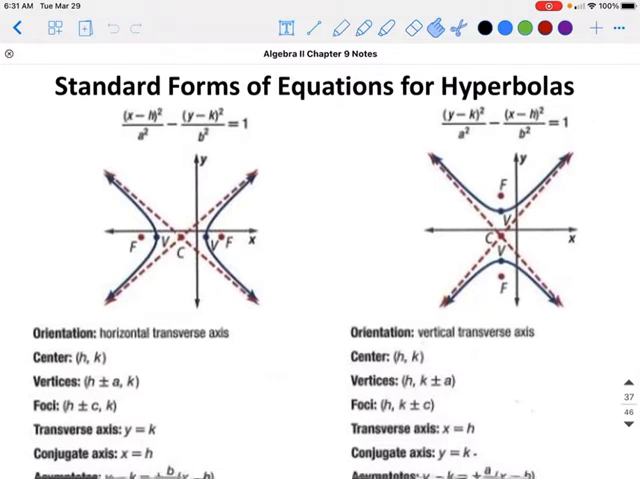How we decide which direction it's going to go. On an ellipse, you always put your x's first. On a hyperbola, which one goes first will determine if it opens vertically or horizontally.